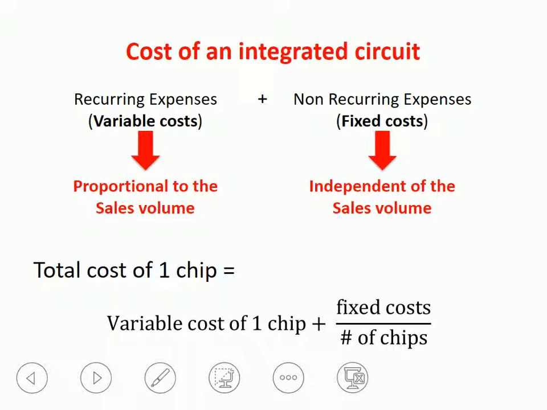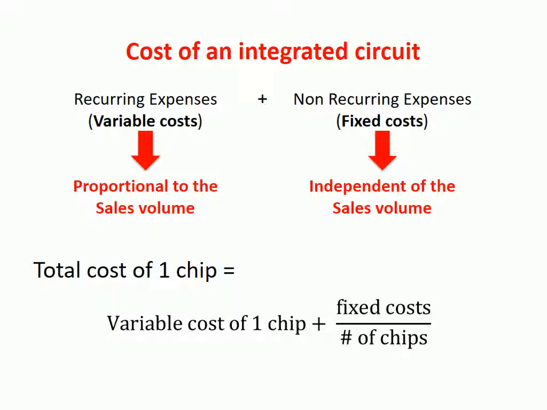Since I mentioned these aspects related to cost, it's significant to make two very simple considerations regarding costs. When we consider the cost of an integrated circuit, we have to consider two different types of costs. One is variable costs, the so-called recurring expenses, and the other one is the fixed costs, the so-called non-recurring expenses. The name is, let's say, self-explaining.